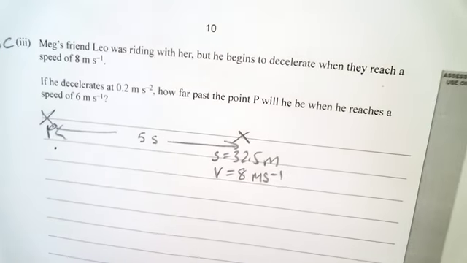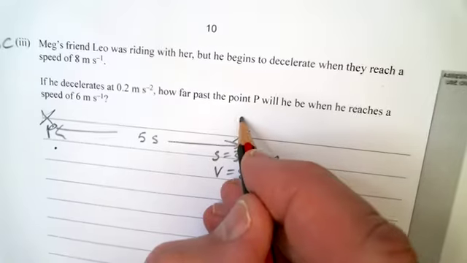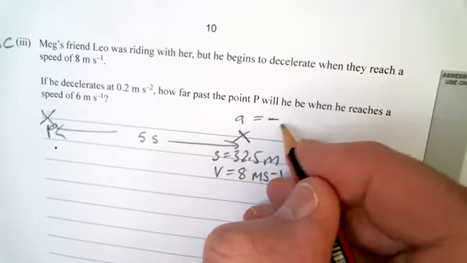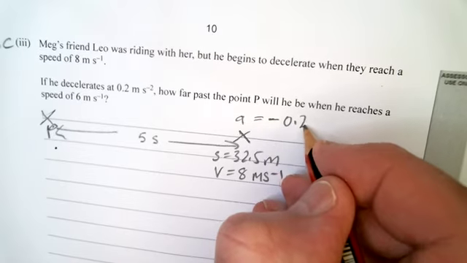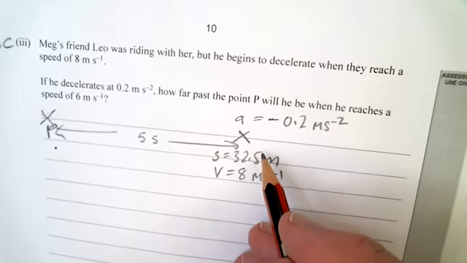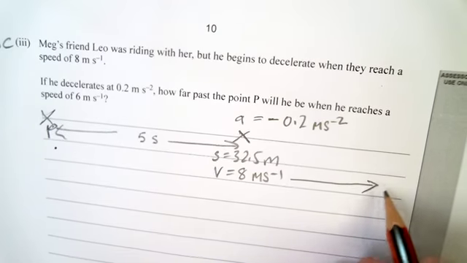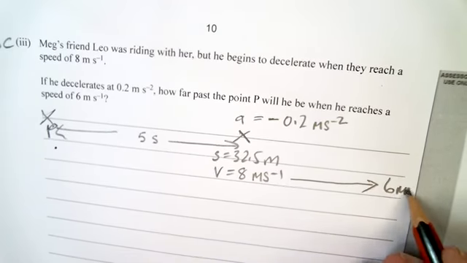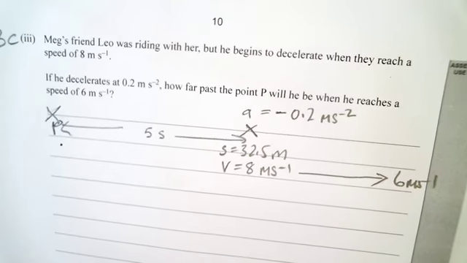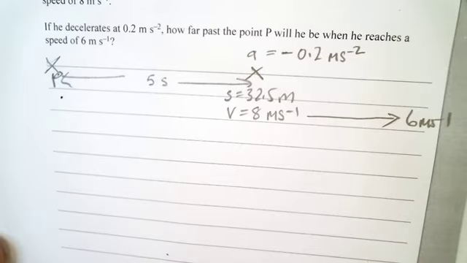We know that from all the previous stuff we've just done. What we now know, though, is from this point, they're decelerating at negative 0.2 meters per second squared. And he's going to keep going now until the velocity goes from 8 to 6 meters per second. Let's factor all of that into our calculation.